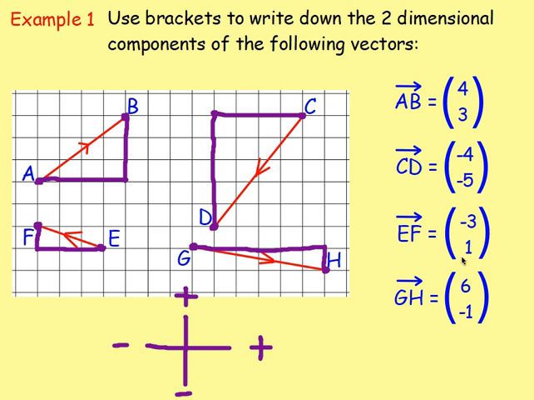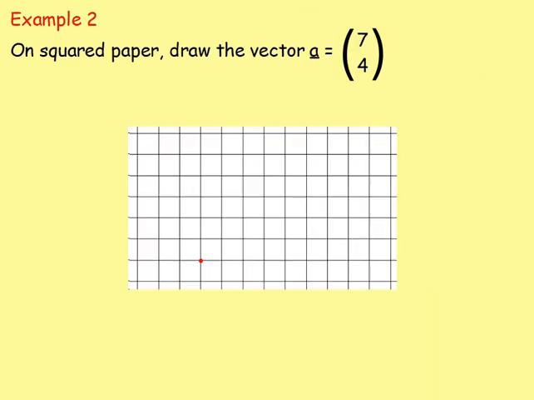So all of these, this is representing the vectors using components. Let's try drawing some then. So, second example. Example 2, on squared paper, draw the vector A, which has the components 7, 4.